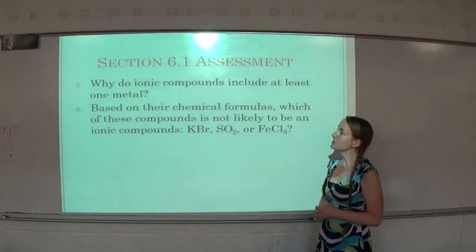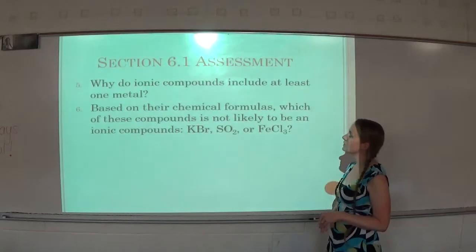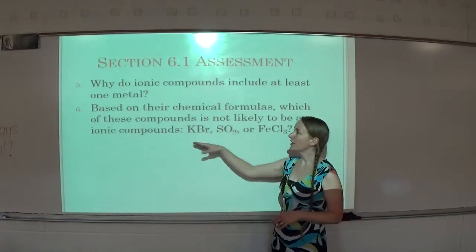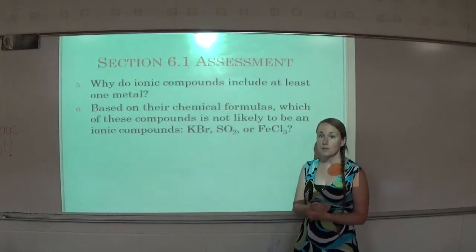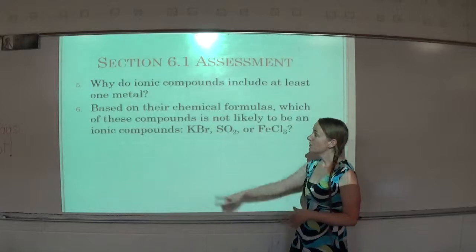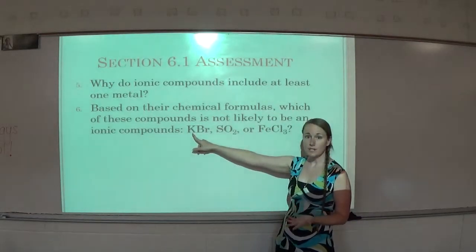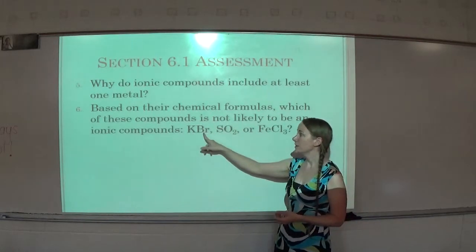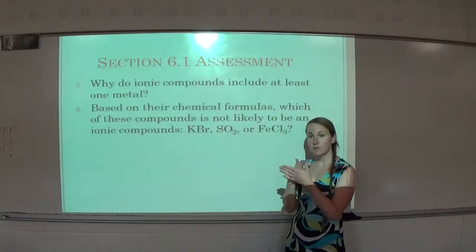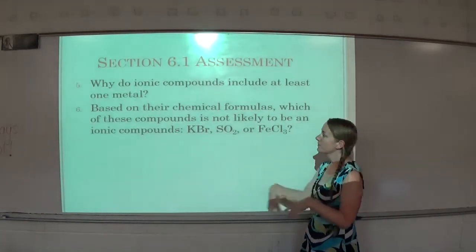And then last one, number 6, based on their chemical formulas, which of these compounds is not likely to be an ionic compound? Well, ionic compounds are made of a metal and a nonmetal, because you need a positive and a negative. If you look, K is in group 1, so it's going to have a positive 1 charge. Br is in group 17, so it's going to have a negative 1 charge. So positive and negative would attract to form an ionic bond.